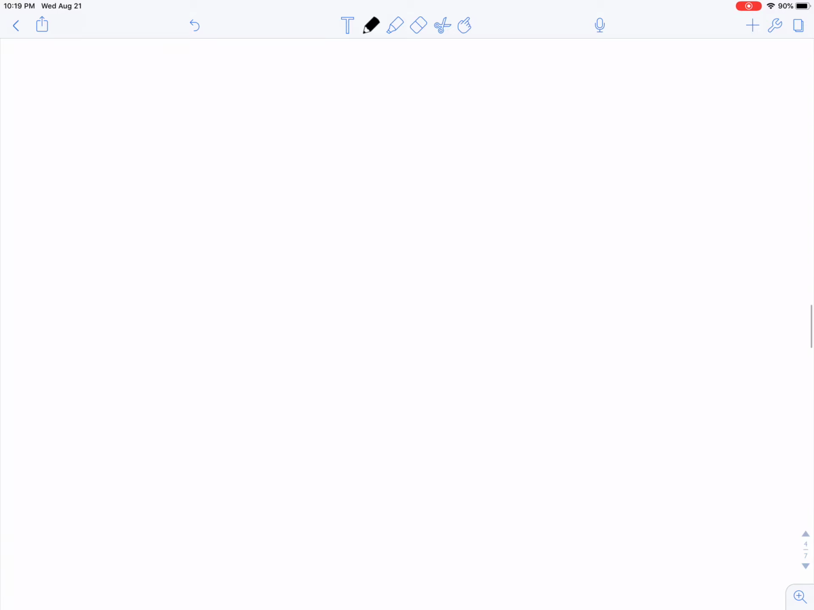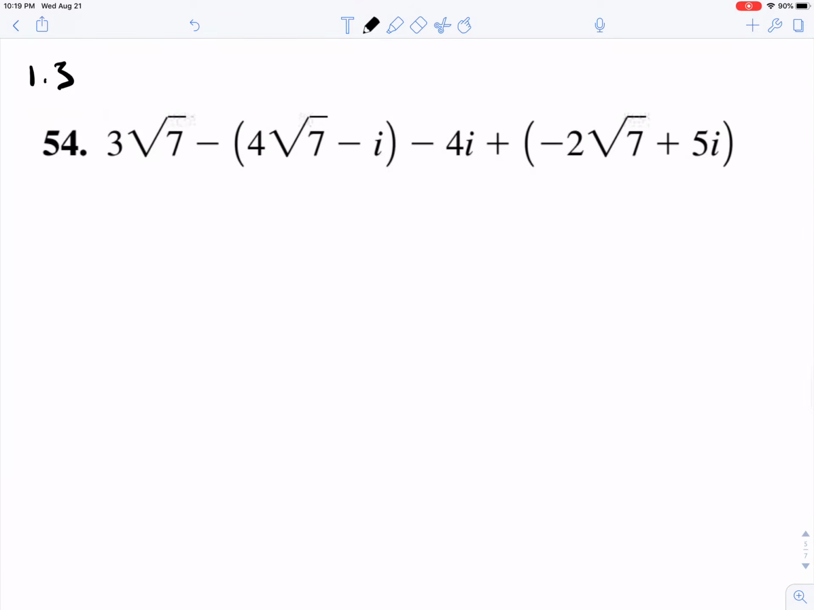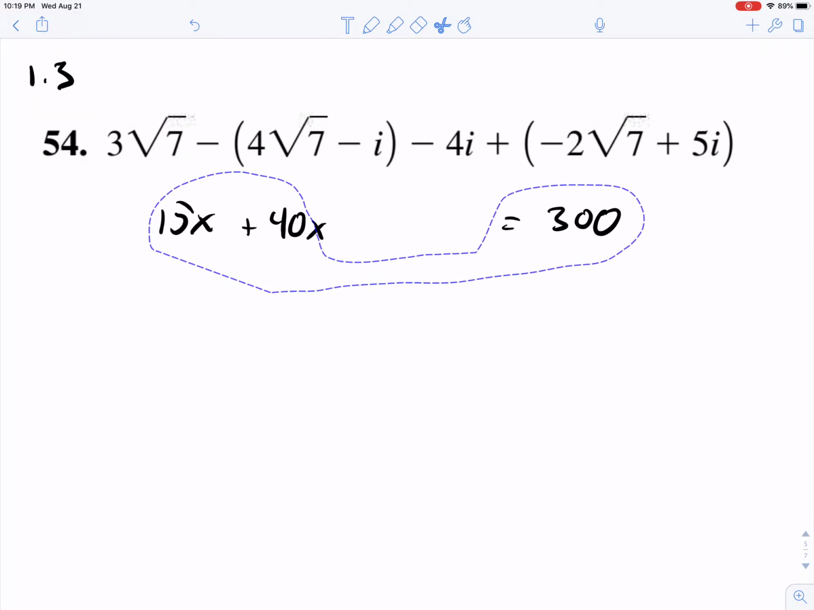Okay, almost done. We have two more. We have this one and one more. This next question comes from section 1.3, question 54. I think we're just asked to write this in standard form, so basically simplify. Okay, let's go line by line. So now the first one, there's nothing.